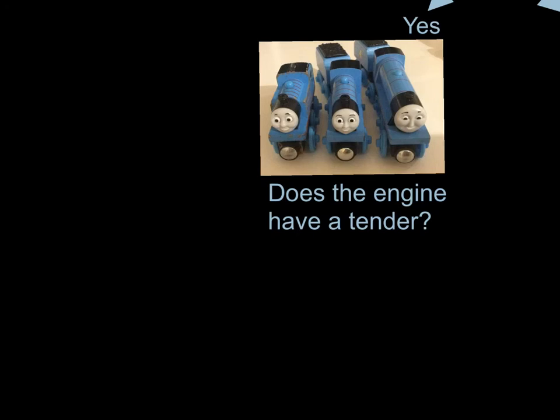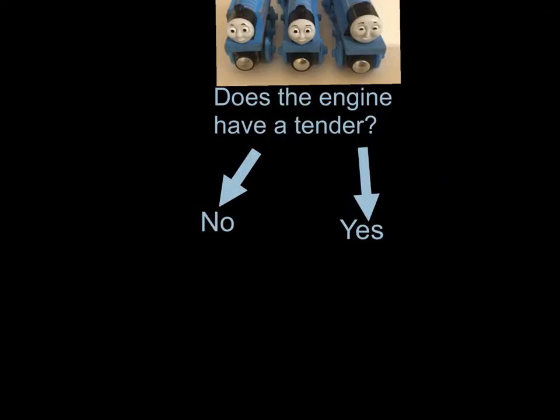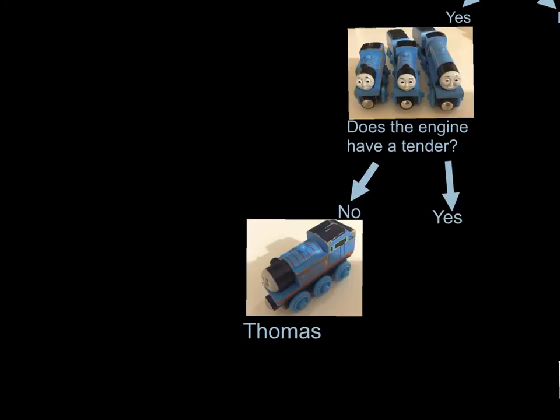Now it's time to figure out these blue engines using a set of either-or questions. When I look at these engines, I can see that 2 of them have a tender and 1 doesn't. So I'm going to ask, does the engine have a tender? And the answer is either yes or no. Again, 2 choices, yes or no. So there's only 1 little blue engine that doesn't have a tender, and that's Thomas.